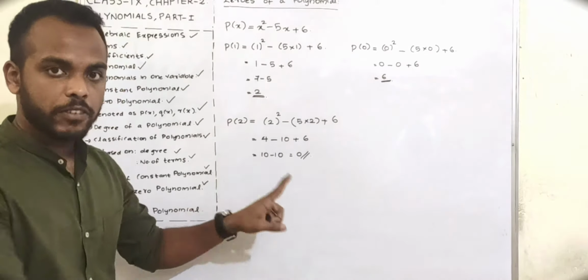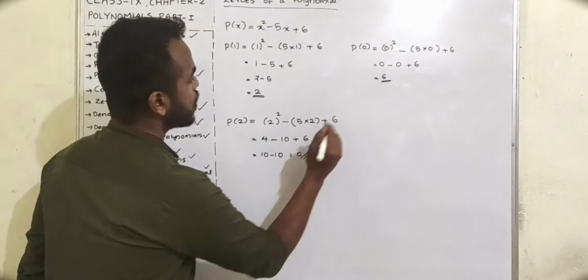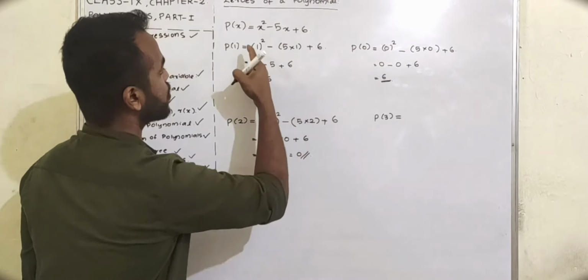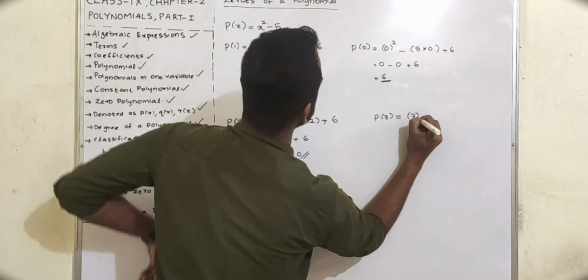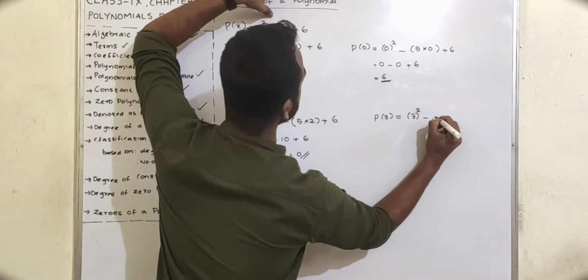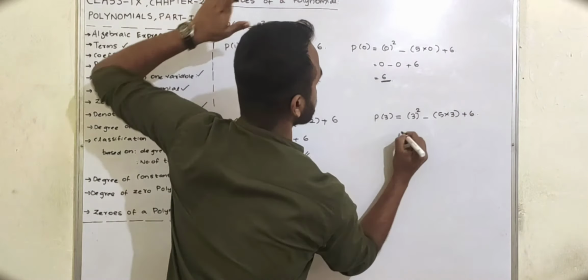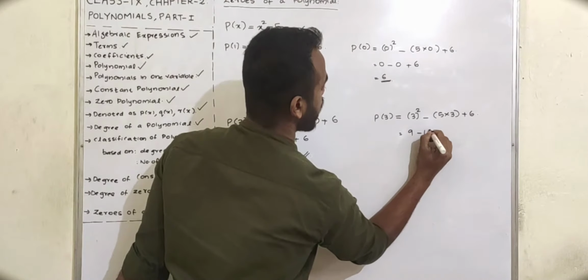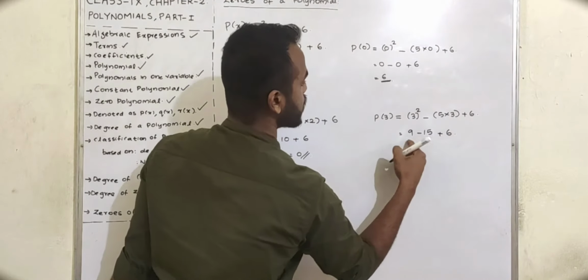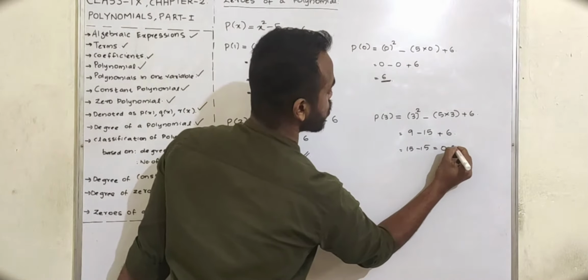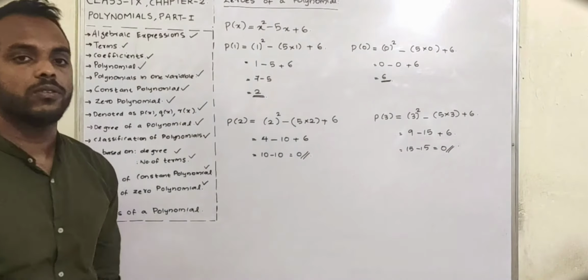Keep this in your mind. We will come back to this just now. Now what is p of 3? P of 3. Can you say p of 3? Yes. X square means 3 square minus 5 into 3 plus 6. That is 9 minus 15 plus 6. 9 plus 6 is 15. Minus 15 is equal to 0.